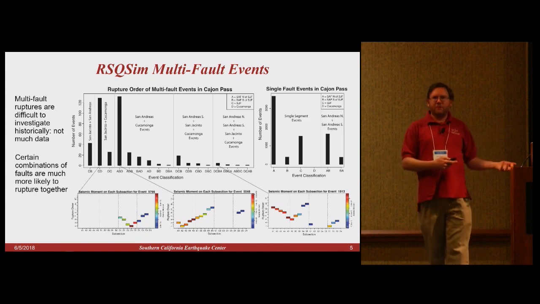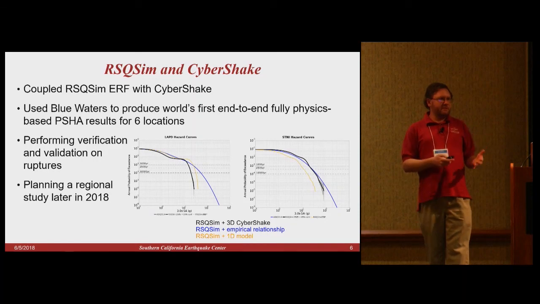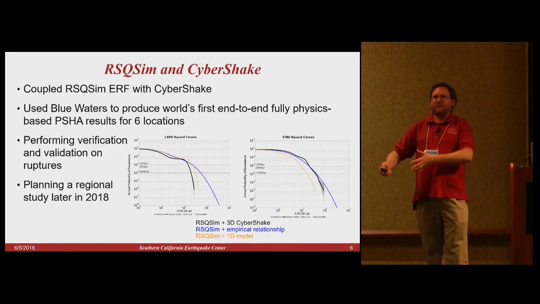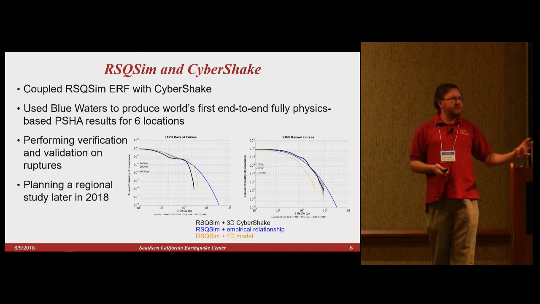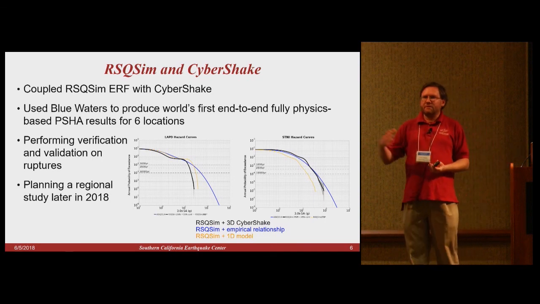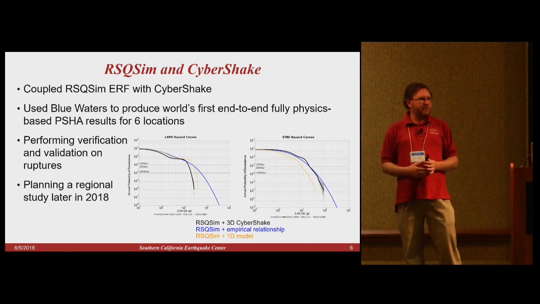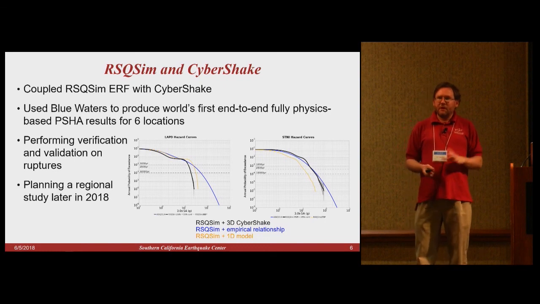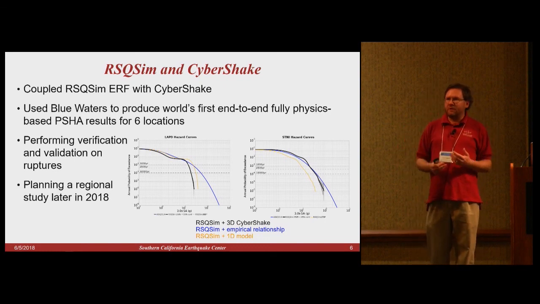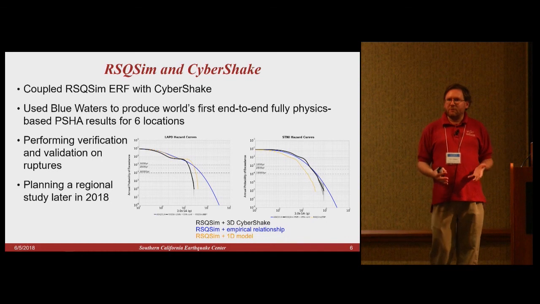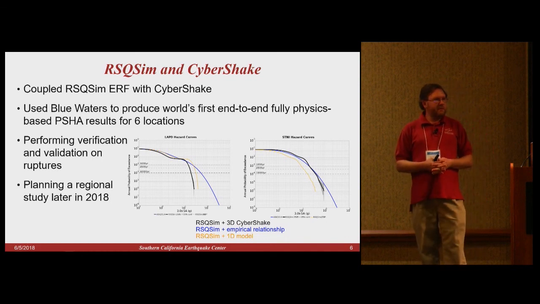We get a better list of earthquakes. So what we did then is we said, okay, what happens if we actually calculate the seismic hazard? What if we take the list of earthquakes that RSQSim produces, feed it into CyberShake, our PSHA platform, and actually produce real hazard curves? And so in the last couple of months, we used Blue Waters to generate what are actually the world's first fully physics-based PSHA results.